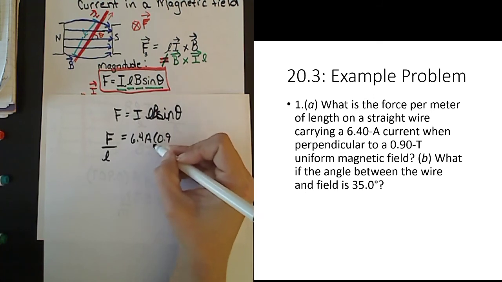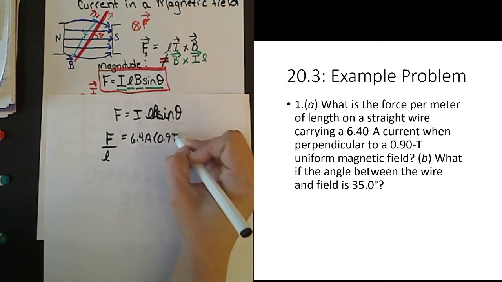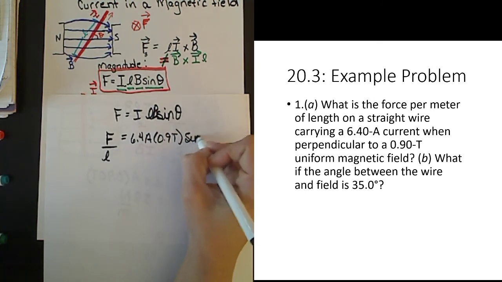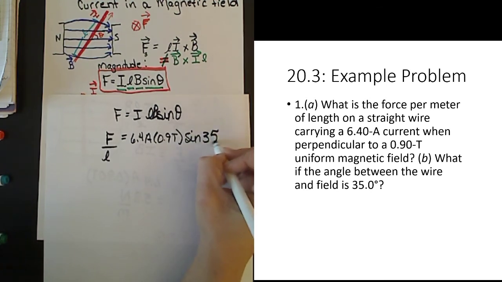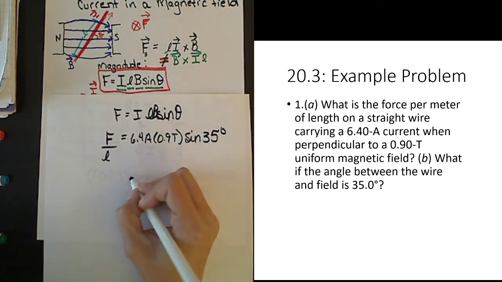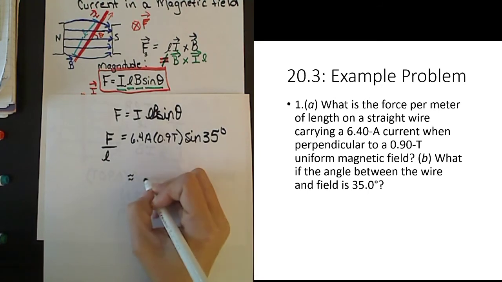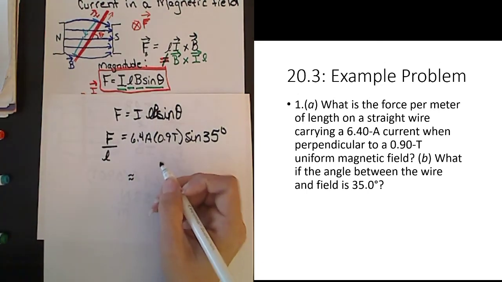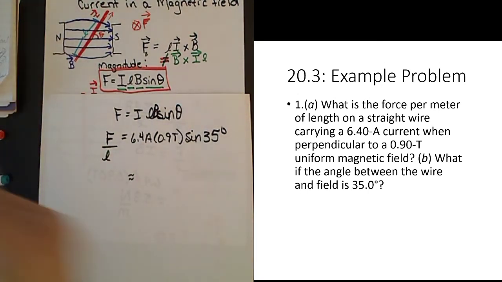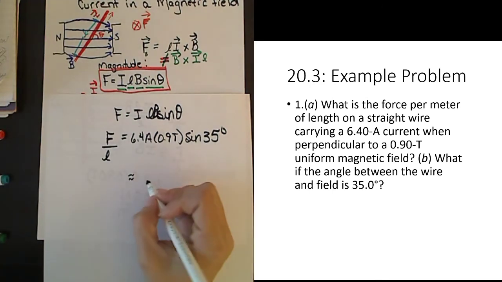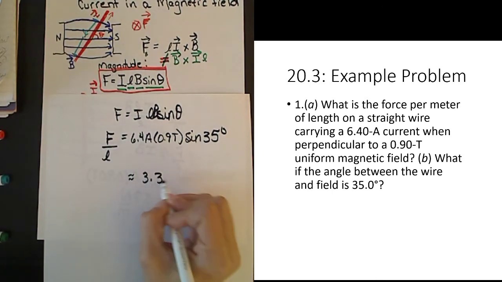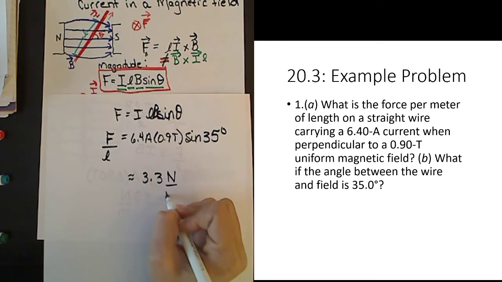Okay, so we have current times the strength of the magnetic field times sine of 35 degrees, which is going to give us approximately 3.3 newtons per meter.